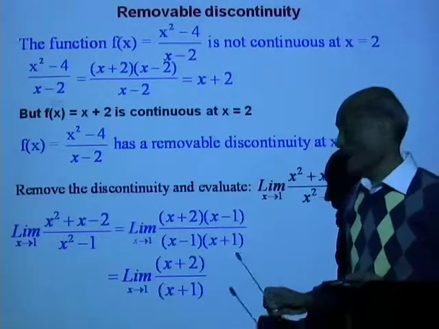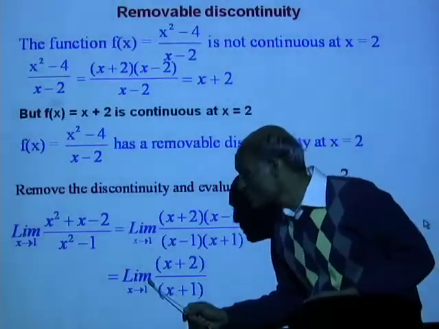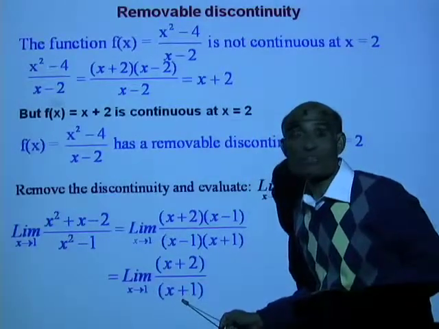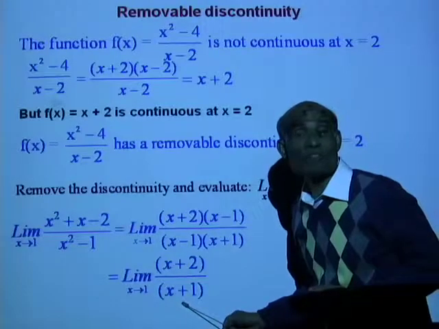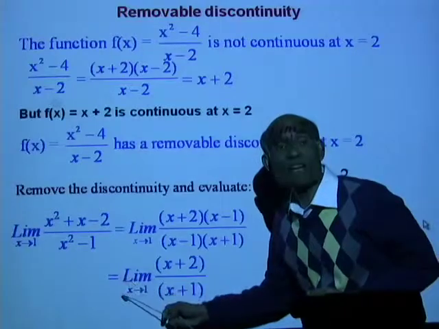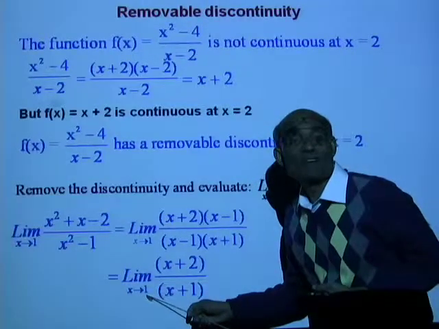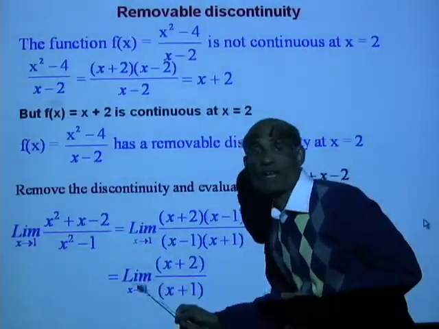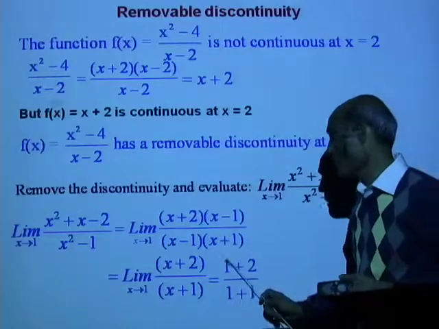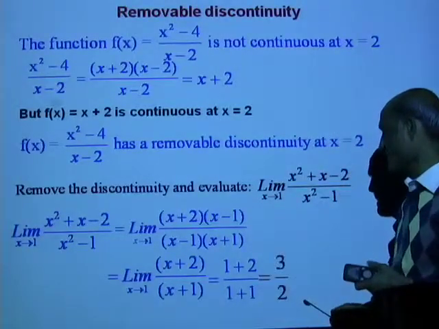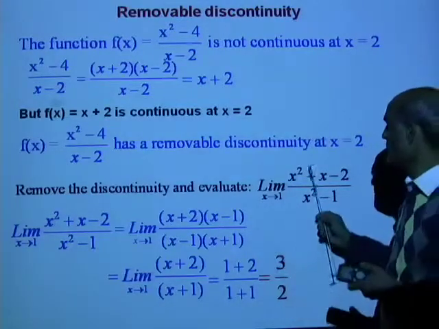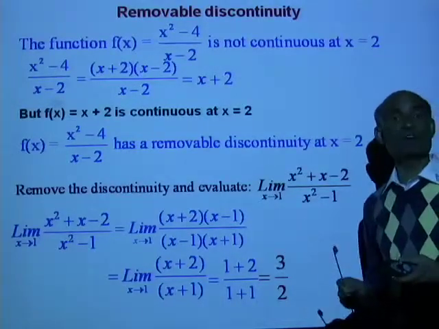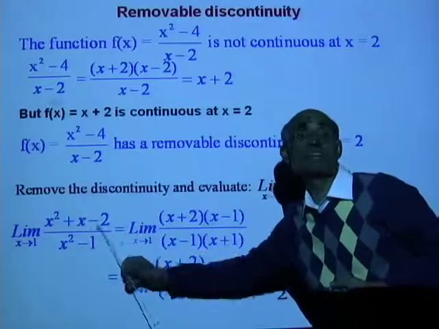And now this is actually continuous at x equal to 1. Our c value is 1. Although this is not continuous at x equal to negative 1, we are not looking for the limit at x equal to negative 1. We are looking for the limit as x approaches 1. So since it is continuous at x equal to 1, we can replace our x by 1 now and find that limit. That will be 1 plus 2 over 1 plus 1, that is 3 over 2. The limiting value of this function when x approaches 1 is 3 over 2. And we did that by removing the discontinuity.